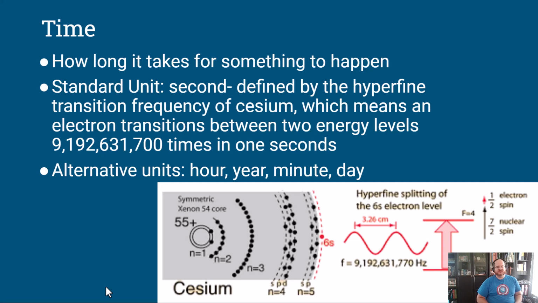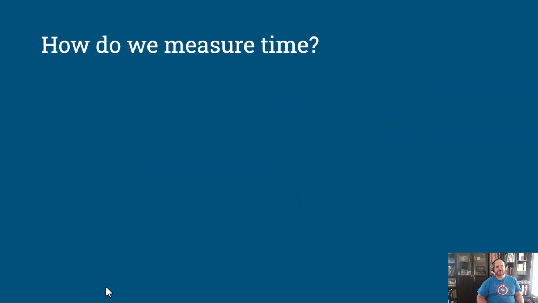Some other alternative time units that we'll use: hours, years, minutes, days, and so forth. How do we measure time? Well, stopwatch, clock, etc.